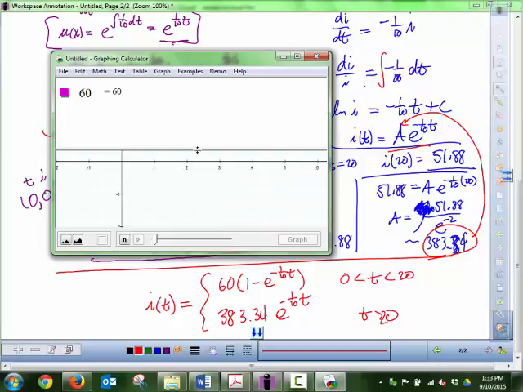Let's say 60 times 1 minus e raised to the negative 0.1 times x, and I want this from 0 to 20, and then after that I want 383.34 times e raised to the negative 0.1 x, and this one I only want to see from 20. Let's see the graph.